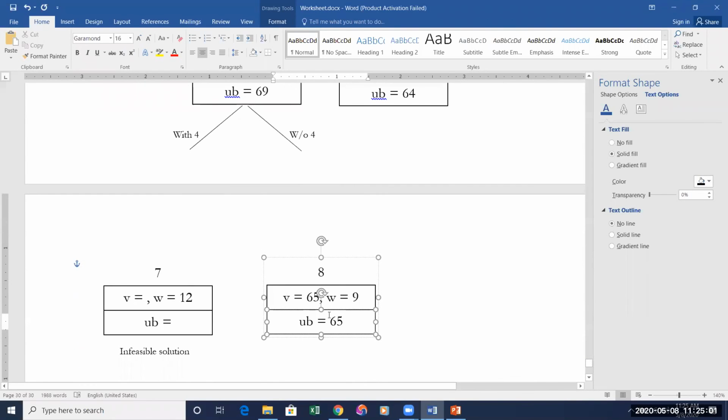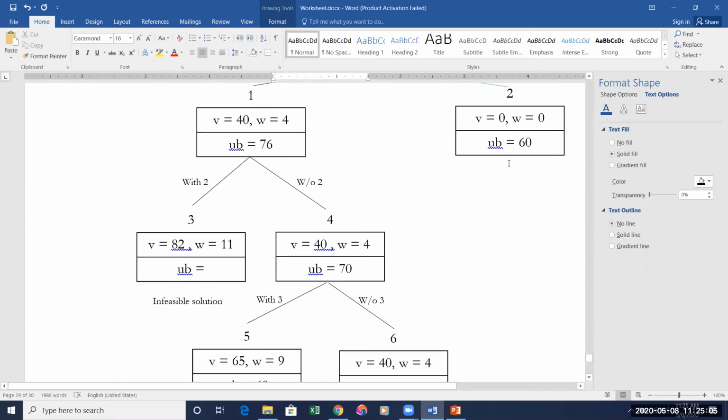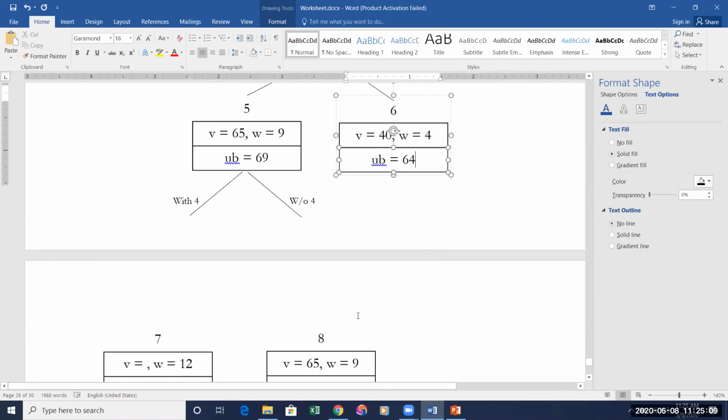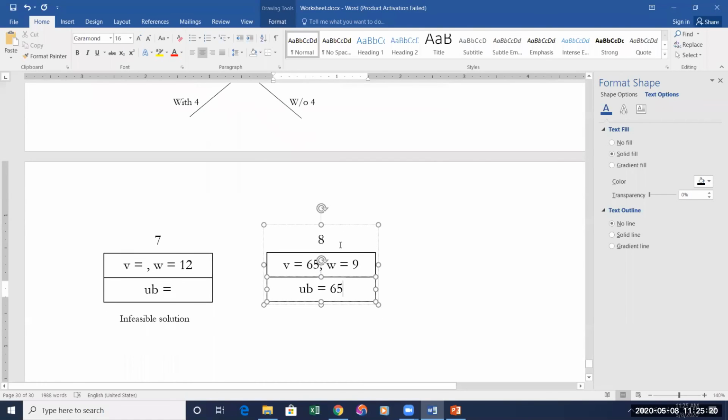Now once again, which are the live nodes now? Number 8 is the live node. Number 6 is also the live node. Number 2 is also the live node. So look at the values 60, 64 and 65. That means this node number 8 has the maximum upper bound. Now we have to consider this as the promising node and continue. Now whether you can continue with this? No, because you have considered all the 4 items. That means this is the last step and you have found the solution.